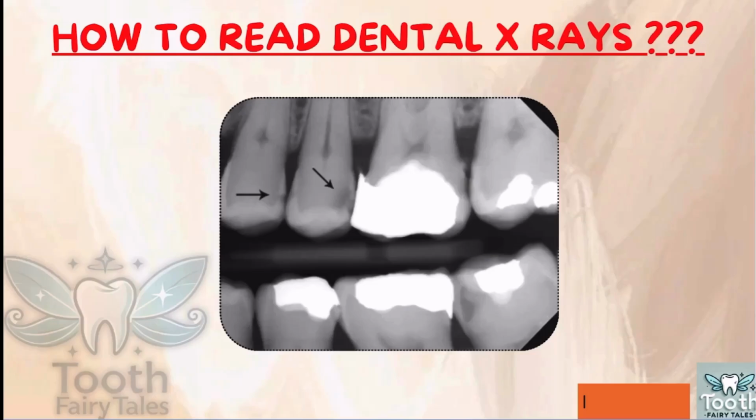Hi, let's talk about how a dentist reads dental x-rays. As you can see here, this is called a dental x-ray, and in specific, it is called a bite wing. Let's see what structures we can see here. As you can see here, this tooth, there is a white layer here.